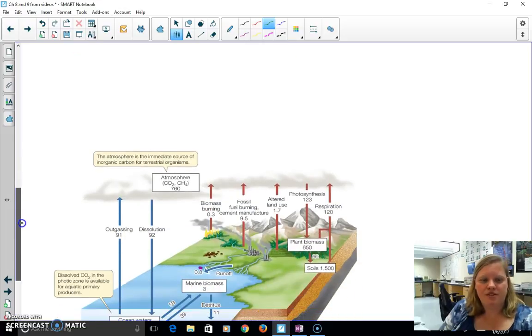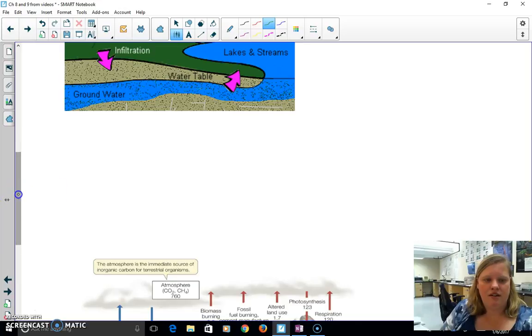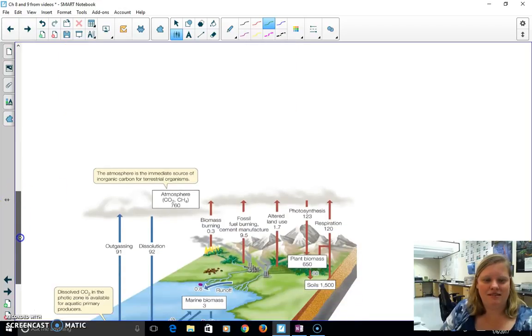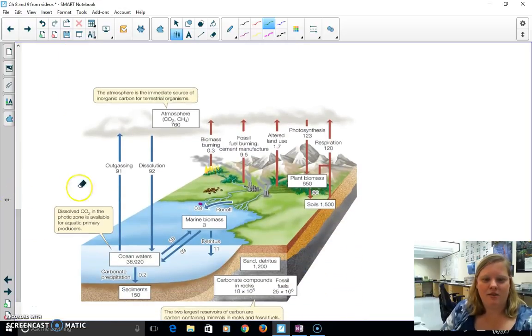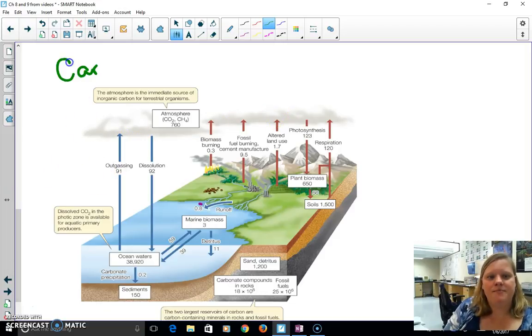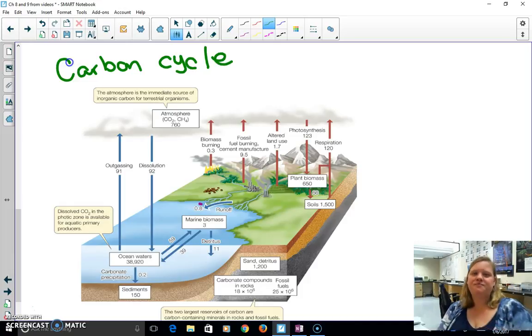So let's go down here to our little image. It doesn't want to stay. Let's see if we can get it to stay. There we go. So this is the carbon cycle. So let's label this carbon cycle. Carbon can be found in a lot of different forms, but it is commonly known, and it is most readily usable as CO2. CO2 is found in the atmosphere, so we have it right here. You can see CO2.